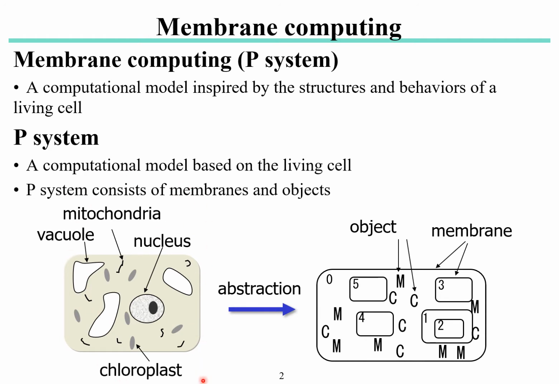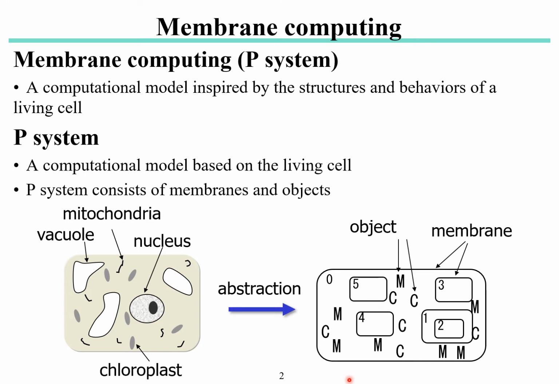As shown in the figure, some membranes, such as nucleus or vacuole, are contained in the cell, and many objects, such as mitochondria or chloroplast, are contained in each membrane. In addition, each object moves or evolves to another object in parallel in each membrane. Then, using the concept, P-system has been proposed as a computational model based on the living cell.